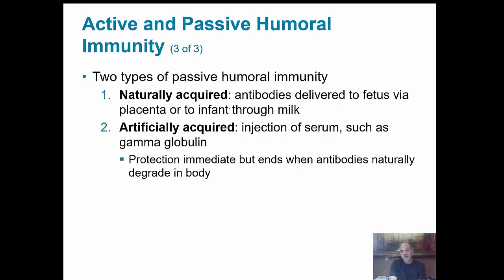And there are 2 types of passive humoral immunity. As before, there's a natural and then there's an artificial. For naturally acquired, the antibodies are delivered to the fetus via the placenta from the mother, or to the infant through milk. In artificially acquired, this involves an injection of serum by a doctor, and it's going to contain gamma globulins. This protection is immediate, but it ends when the antibodies naturally degrade in the body.